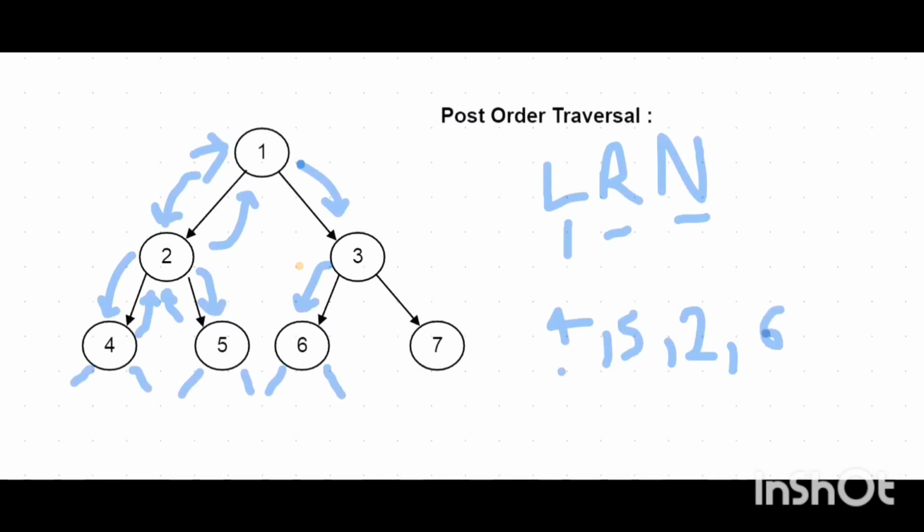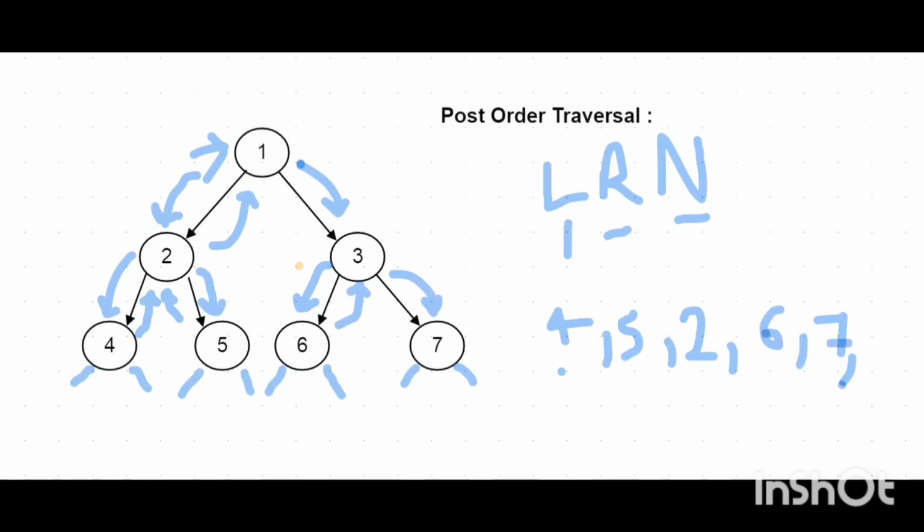And we check, do we have a right side for node 3? We have a right child for node 3, node 7. For node 7, we check, do we have a left child? We don't have any left child. Do we have a right child? We don't have any right child. Now we can visit node 7. We visit node 7. After visiting node 7, we move back to node 3.